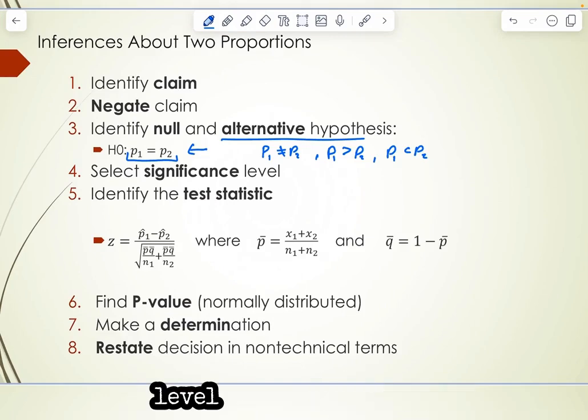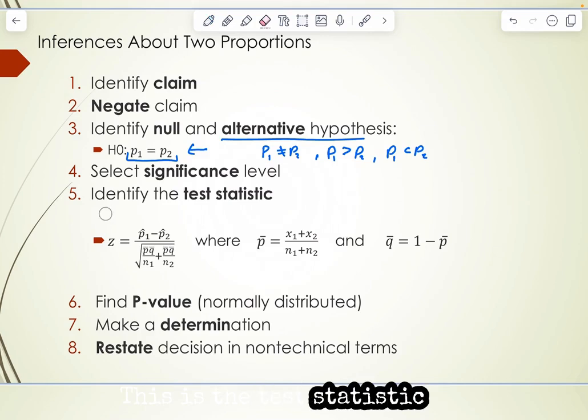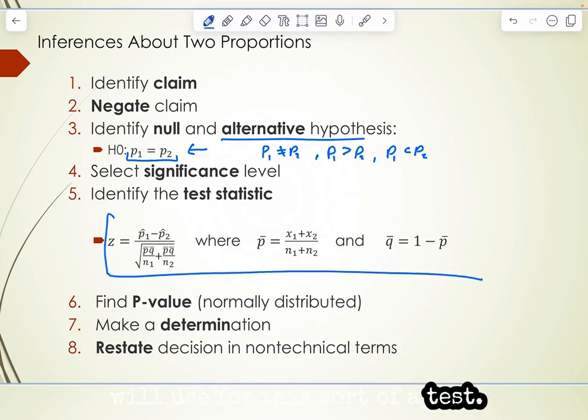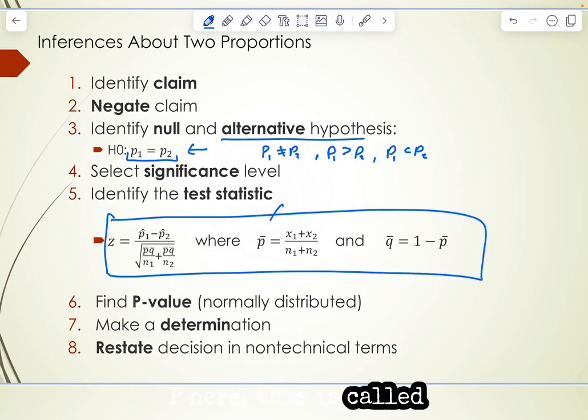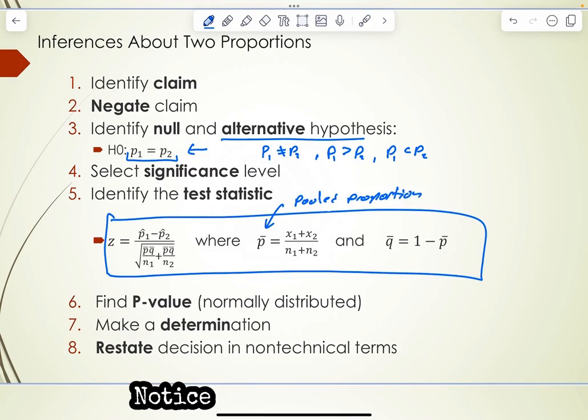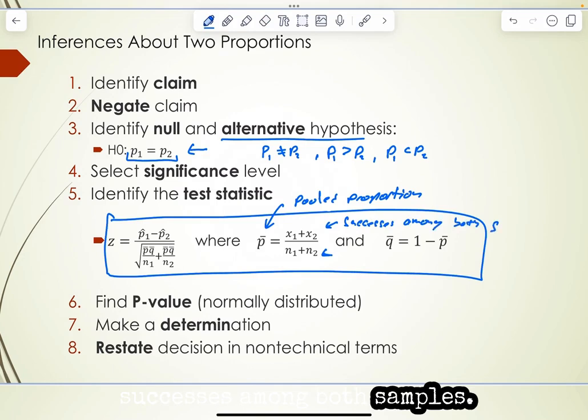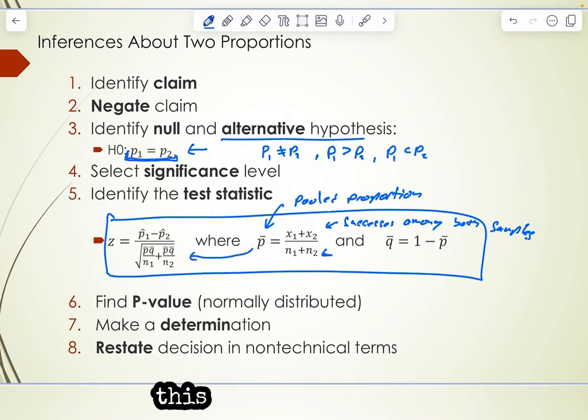You determine your significance level exactly as before, and then you identify the test statistic. I'm going to give you the test statistic right here. This is the test statistic you will use for this sort of test. P here, this is called the pooled proportion. Notice it is the proportion of women in both professions. Successes among both samples. It's the best guess, assuming the proportions are the same. This indicates the null hypothesis assumption. We're assuming this. If that's the case, then they're both going to equal P hat.